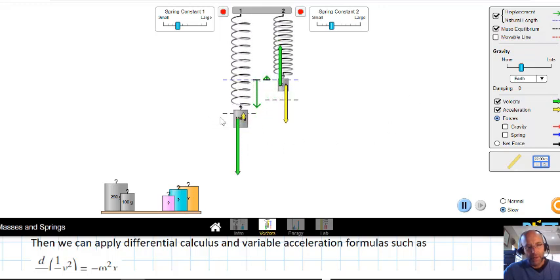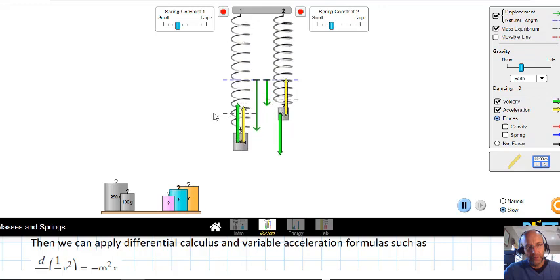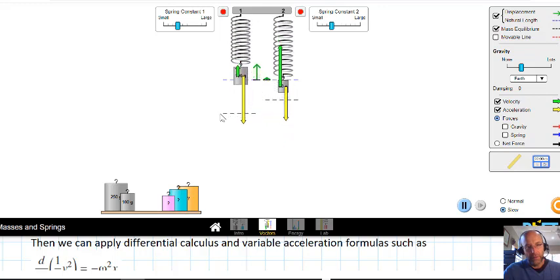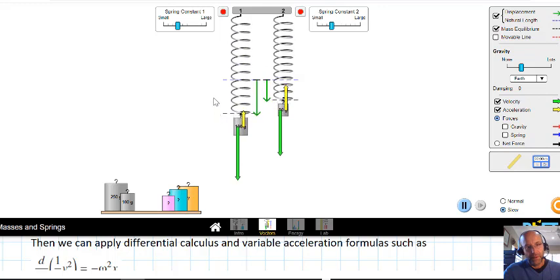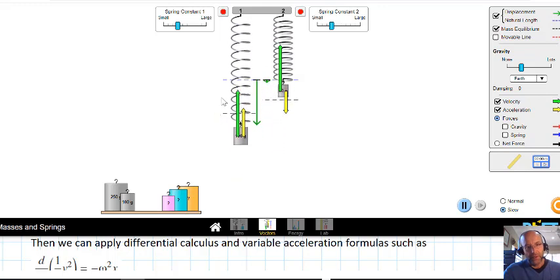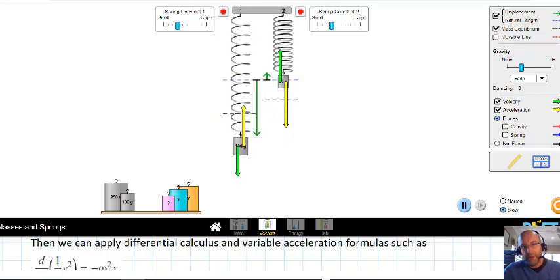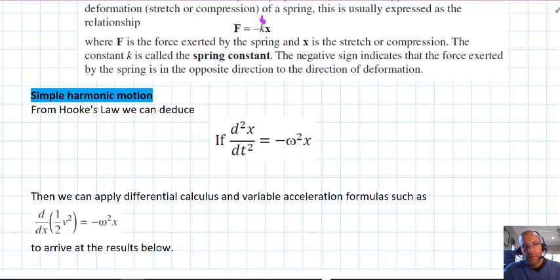The line here where my cursor is, is the line of equilibrium, its rest position. And the blue line is the highest extent that the mass is displaced. So from Hooke's law we can move towards simple harmonic motion, and we can see that because we have a force exerted by the spring, it goes in the opposite direction to the actual stretch or compression.